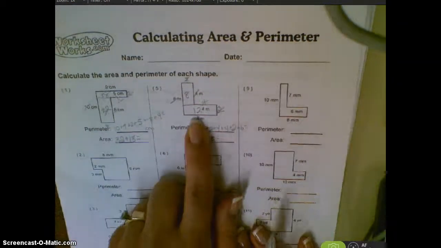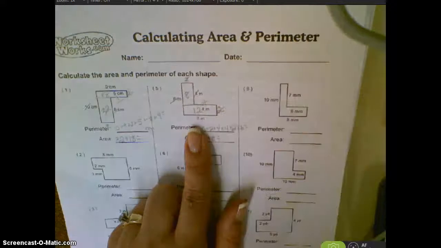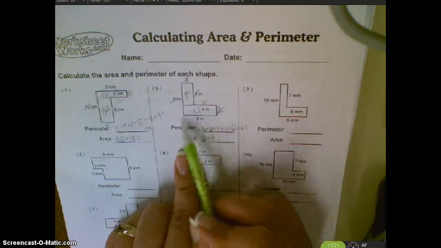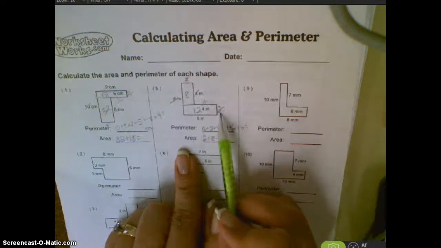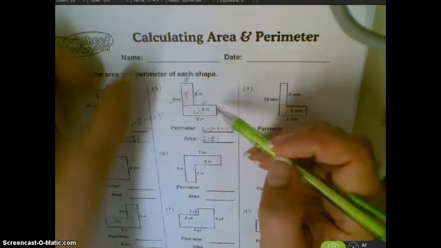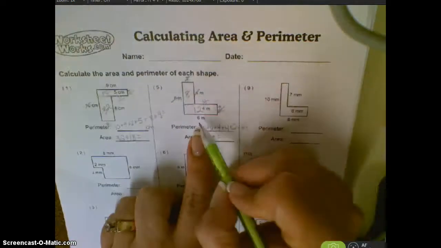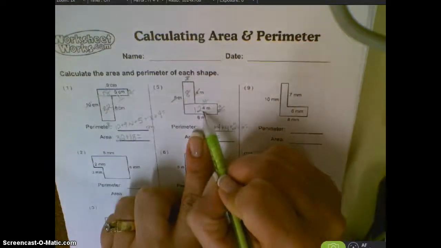Over here you could have broken it straight down too if you wanted to. I chose to break it this way. And then I have my whole length is 6. I needed to figure out the 2 here, and I figured that because 4 plus 2 would equal the total of 6. And then once I have that, 6 times 2 is 12.